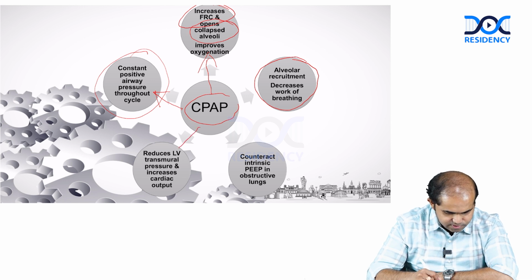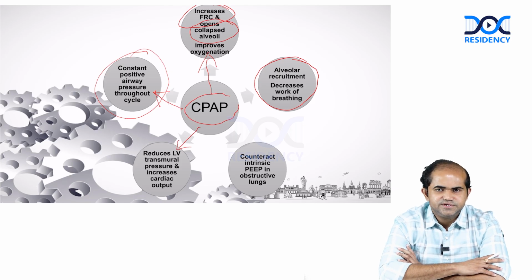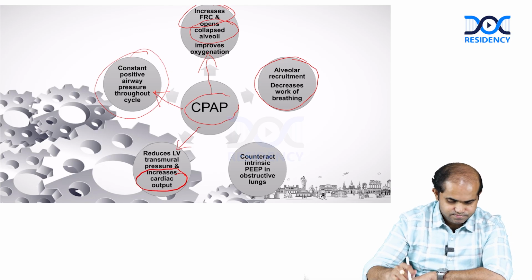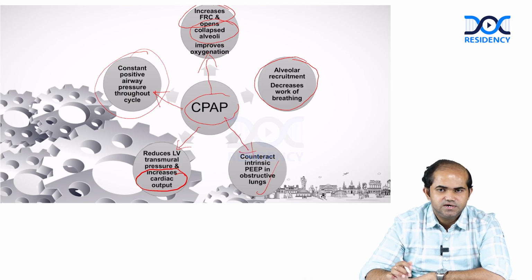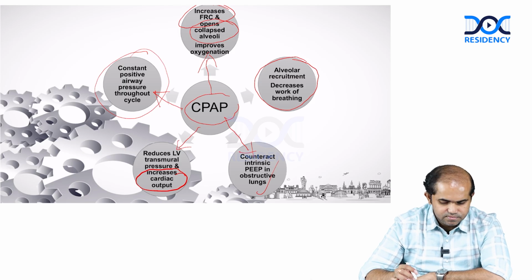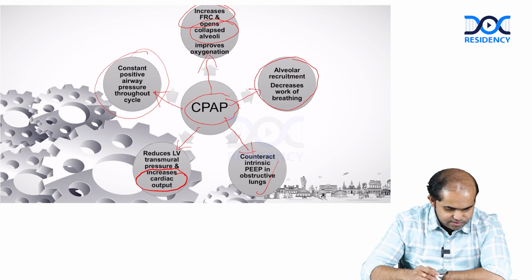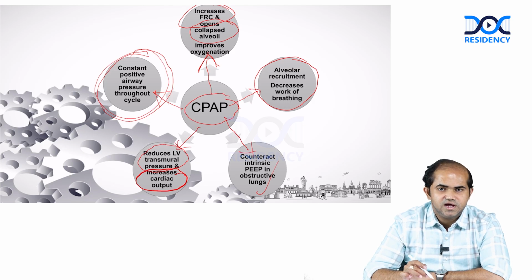It also reduces your LV transmural pressure and increases the cardiac output. Basically, in cases of CCF and cardiogenic shock, before we go for intubation, you can try CPAP because it will reduce your LV pressure and increase your cardiac output. And it will counter your intrinsic PEEP in cases of obstructive lung disease. So remember, CPAP is continuous positive airway pressure, where it gives alveolar recruitment, constant airway pressure throughout the cycle, improves your oxygenation, reduces your LV transmural pressure, and increases the cardiac output.